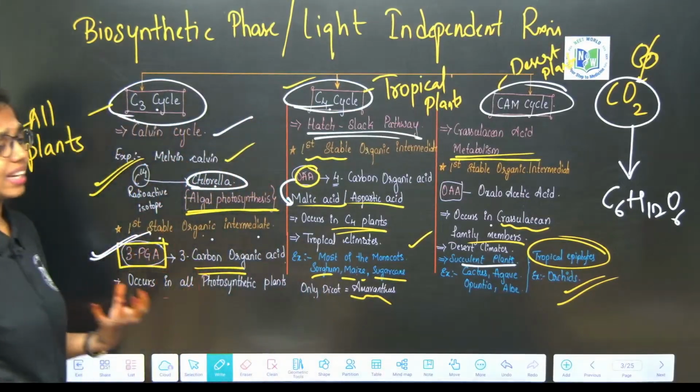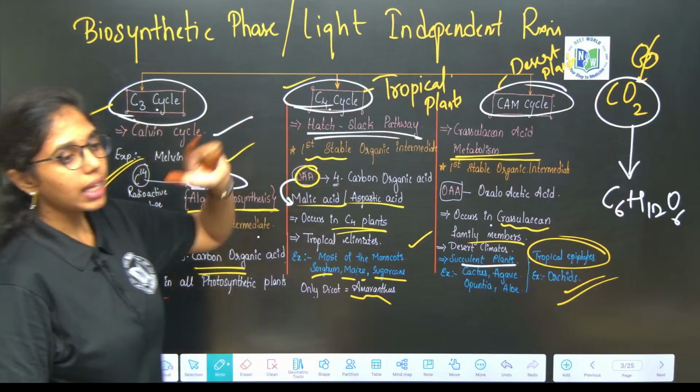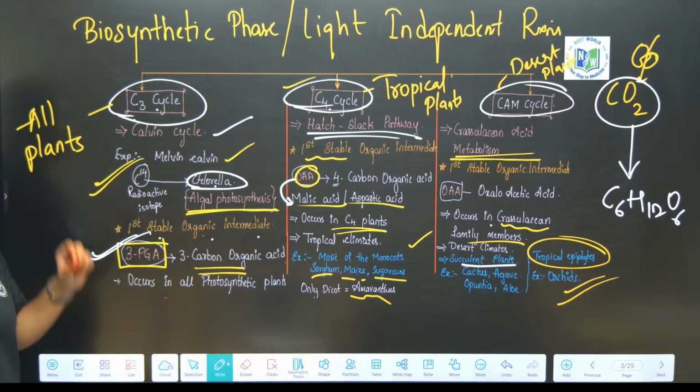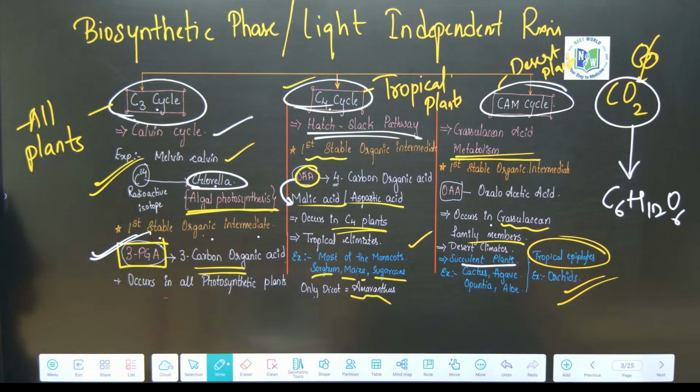So this is the complete description of the C3 cycle, C4 cycle and CAM cycle. Is this comparative analysis clear to you? Just look at it for 1 minute, and any doubt anywhere you just ask me. What the first stable product is, is important, which scientist, in which plants it is occurring, what the examples are, that is it.